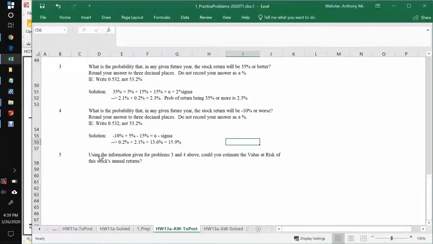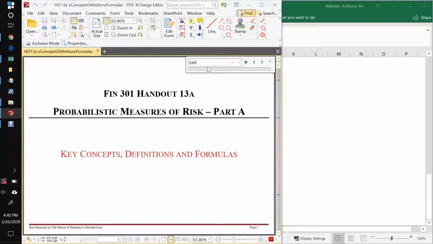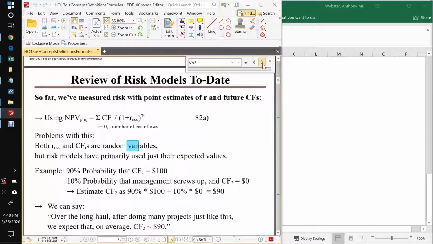Okay, and now finally, using the information given for problems 3 and 4 above, could you estimate the value at risk of this stock's annual returns? Well, I have no idea. I need to remind myself that value at risk rings a bell. I didn't memorize the definition. I should have, but I admit I didn't. So I'm going to go to concepts, definitions, formulas, and I'm going to just search for VAR, or I could search for value at risk.